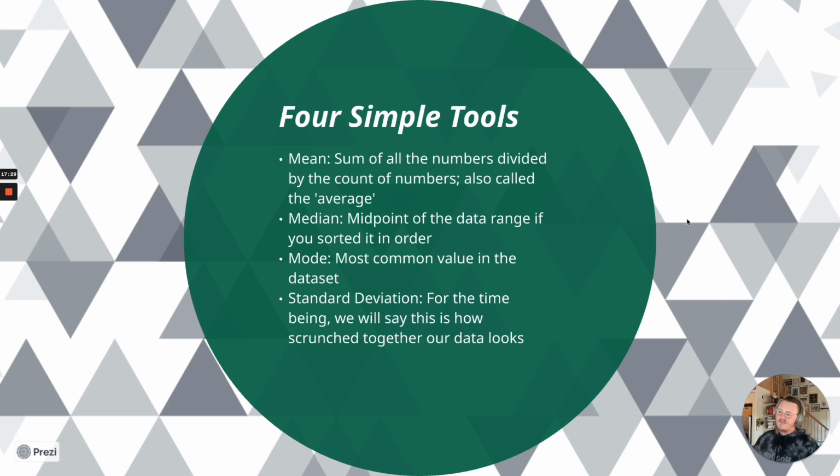Okay? And then standard deviation, for the time being, we'll say this is how scrunched together our data looks, right? So you might have no values, and then at 5 birds per yard, it's like, boom, the vast majority of them, and you will see data sets that are like this. It's like one big spike in the middle, and then it goes back down to nothing. Or it could be a really gradual bell curve kind of deal, and that will tell us something very important as well.